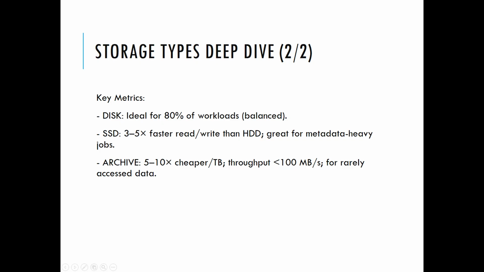Now let's explore some performance metrics and ideal workloads for each storage type. Disk is well suited for approximately 80% of typical HDFS workloads due to its balance of cost and throughput. SSDs offer 3 to 5 times faster read and write speeds than traditional disks, making them ideal for jobs that are metadata heavy or require real-time responsiveness. Archive storage, while 5 to 10 times cheaper per terabyte than disk, delivers throughput under 100 megabytes per second. This makes it an excellent choice for archival datasets that are rarely accessed.